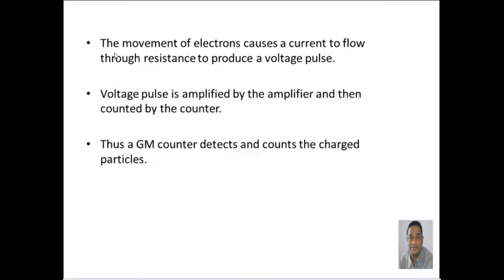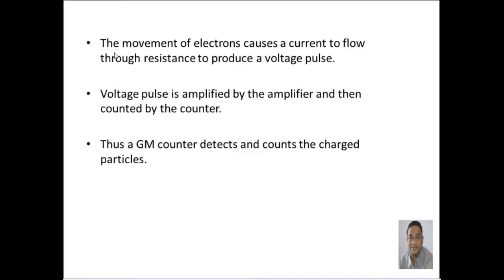We all know that whenever electrons move or are displaced from one position to another in a circuit, it produces current. So the movement of electrons produces current which flows through the resistance to produce a voltage pulse.